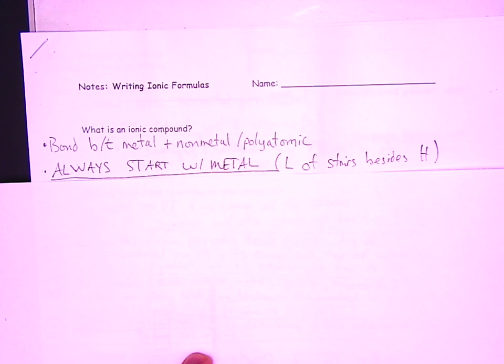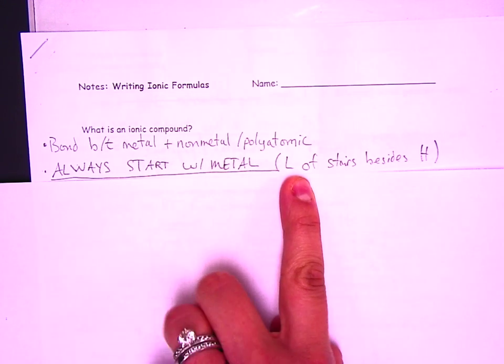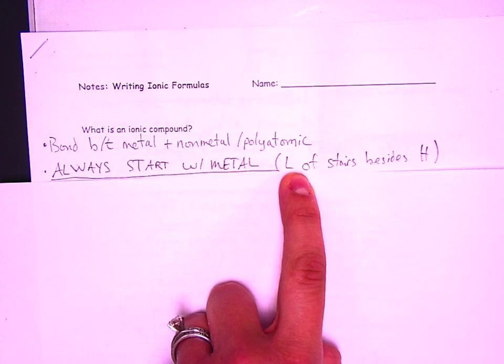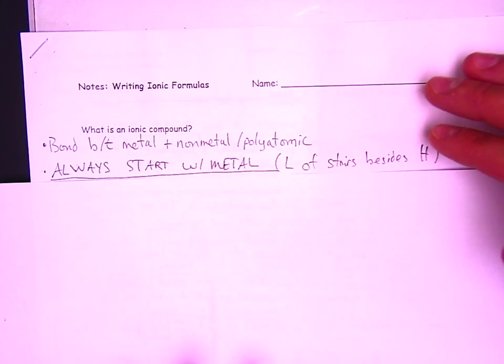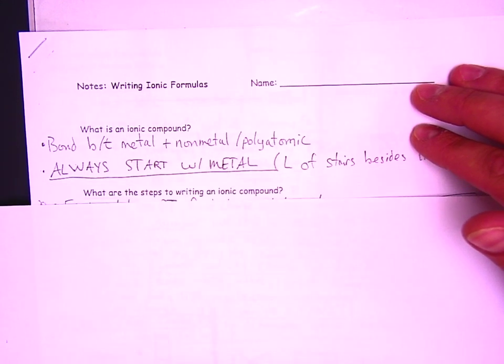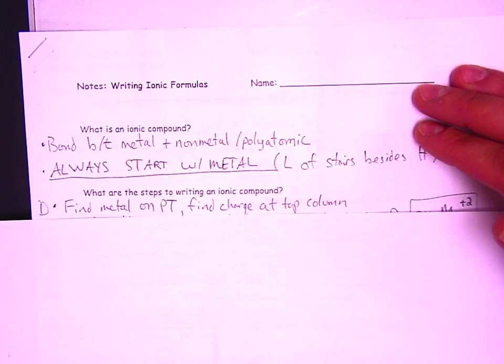To help you figure out if you're working with an ionic compound, they always start with a metal, some element from the left of the stairs besides hydrogen. Okay, all right, so here are the steps. We'll go through the steps, and then we'll practice them down below.